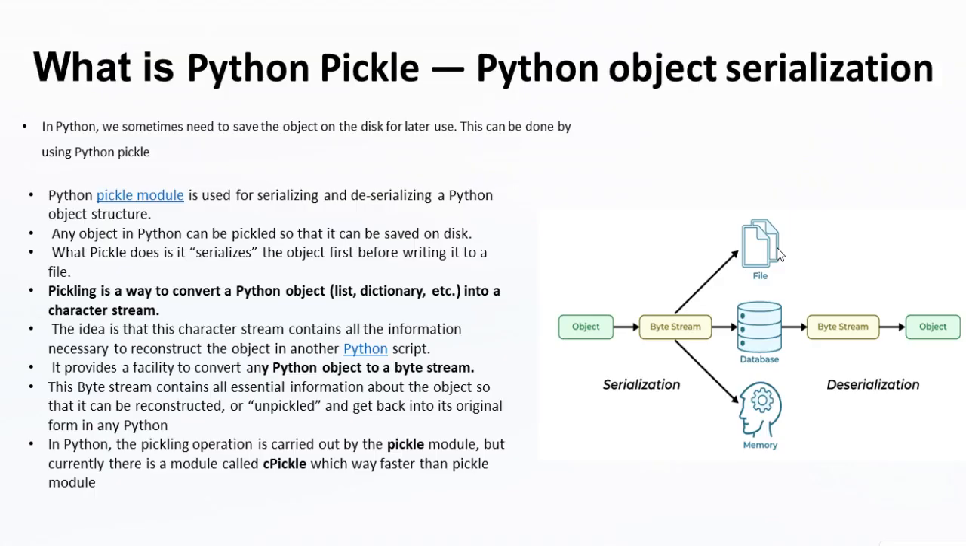In a similar way, you can also do deserialization. So the file again can be converted into a Python object. The character stream which is stored in the file can be converted into a Python object by the deserialization process using the depickling concept. So Python pickling is a way to convert Python objects such as list, dictionary into a character stream, and depickling is the reverse operation.